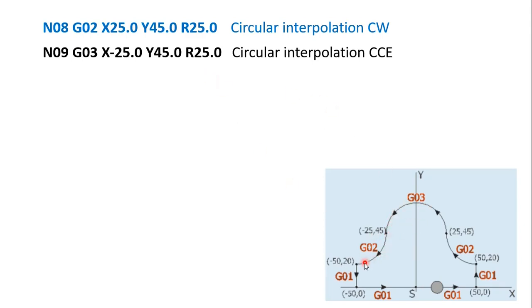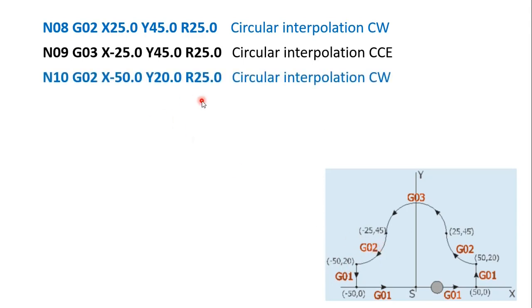Similarly, if you see from here, what should happen? It should move. So this is my starting point. I have to go to this point. So G02, what is the end point? Minus 50, plus 20 at a radius of 25. Okay, then from here it is a linear interpolation. That's why I go for G01.